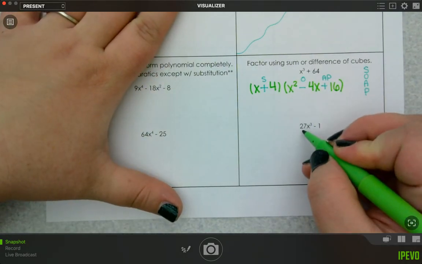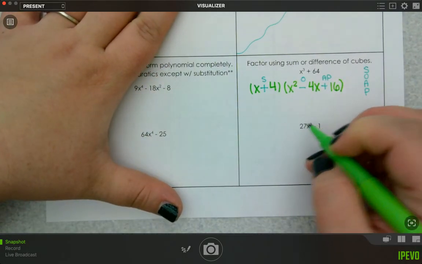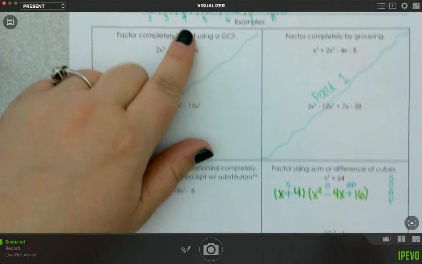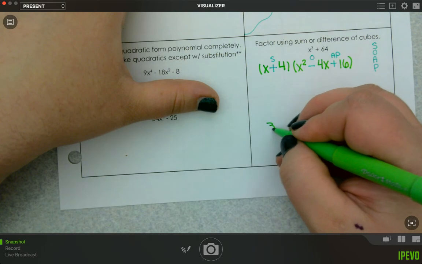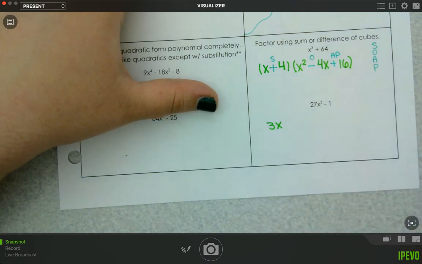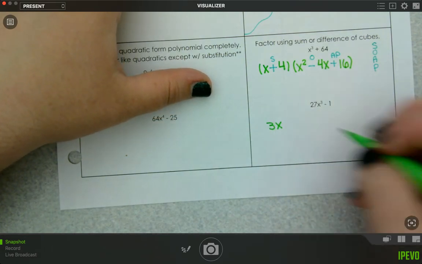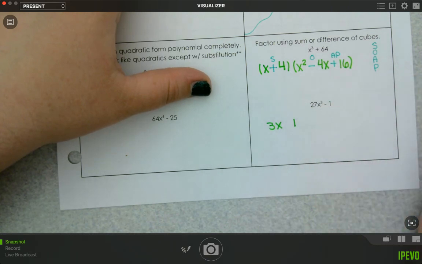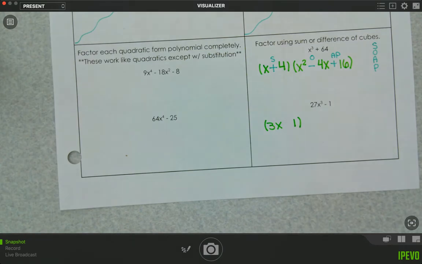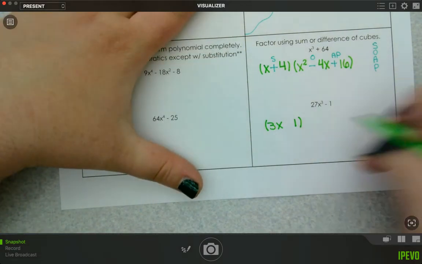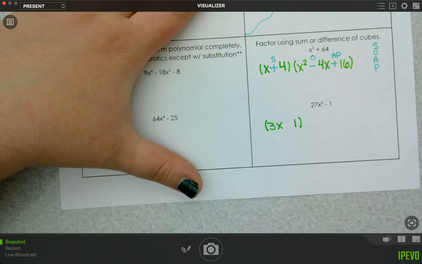So the cube root of 27x cubed is, well, 27 goes with 3. So this will be 3x. And the cube root of 1 is 1. That is the one number that I didn't put on the list. If you want to go back and add it, you can. But 1 squared is 1, 1 cubed is 1, 1 to the 4th is 1. It's always 1. So I have 3x and 1.